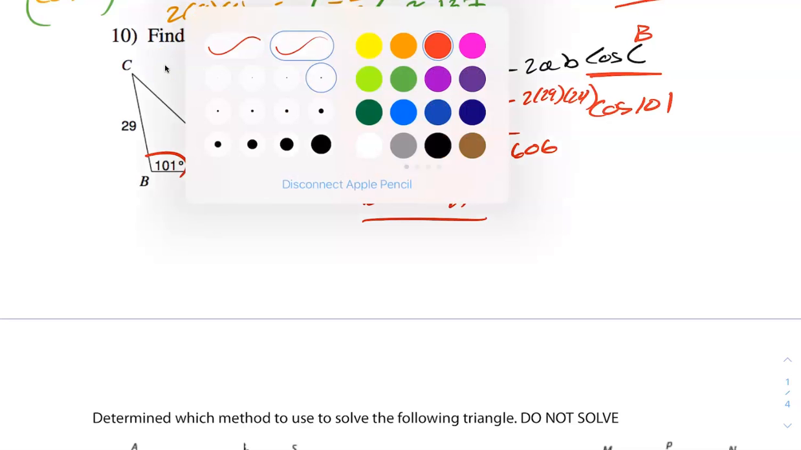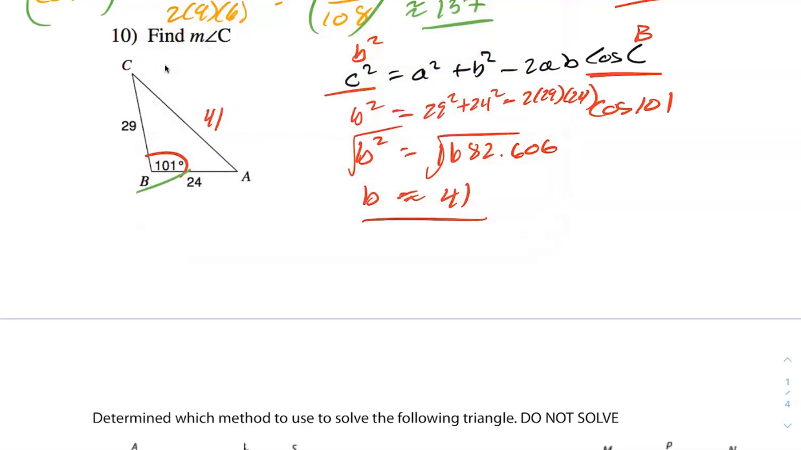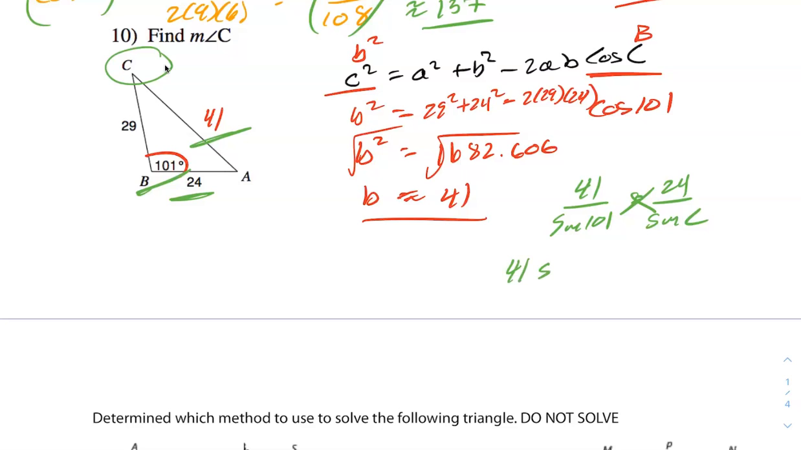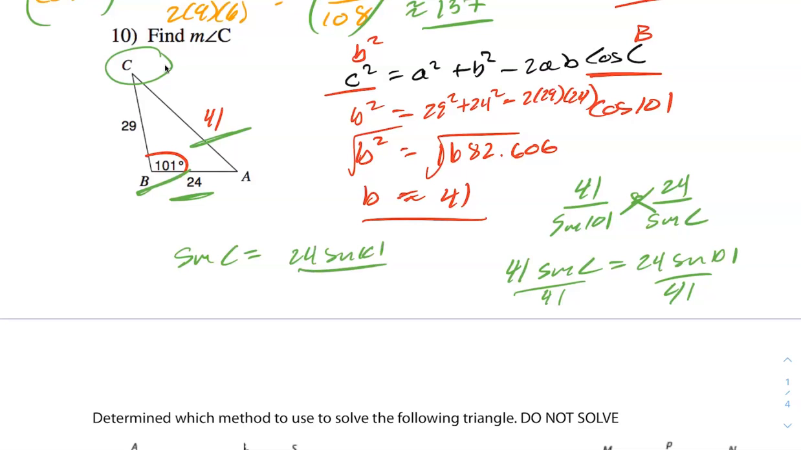Well, look at it. We have a pair now, right? We have the B's, so I can do law of sines. So I could do 41 over sine of 101 equals, looking for angle C, C equals 24, so 24 over sine of C. And to solve this, we cross multiply, from our last lesson. So 24 sine of 101, and then divide by 41. So sine of C is equal to 24 sine of 101 over 41.